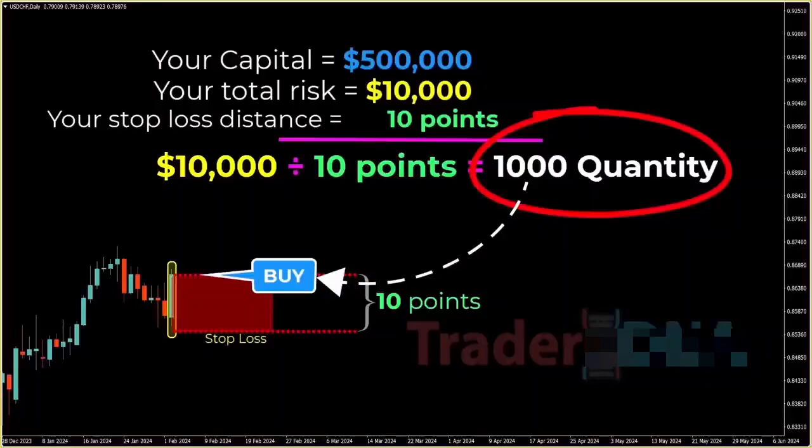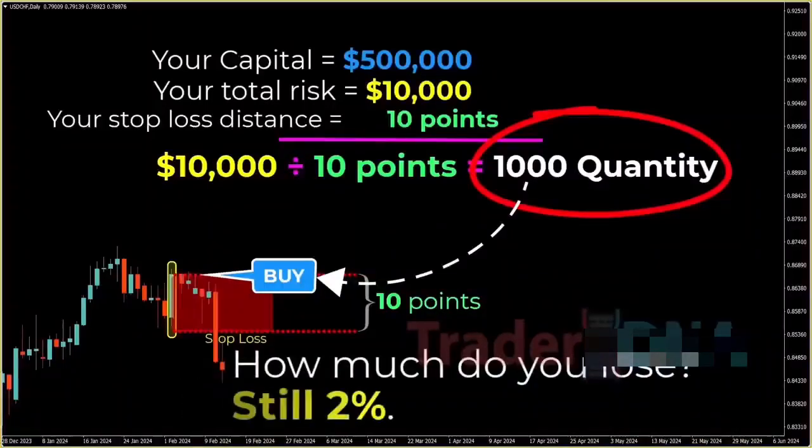Quantity only becomes dangerous when your risk is uncontrolled. Read that again. If your risk is controlled, your quantity can be big and still safe. In this case, your total risk is still $10,000. Nothing changes. So even though the number says 1,000 quantity, this is still perfectly aligned with your risk management rules. This is controlled, this is calculated, this is professional trading.